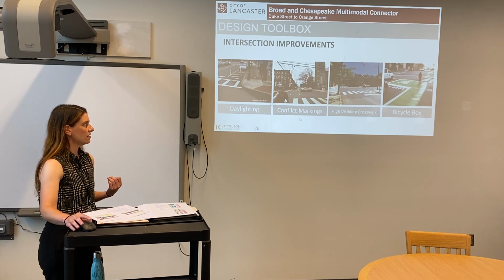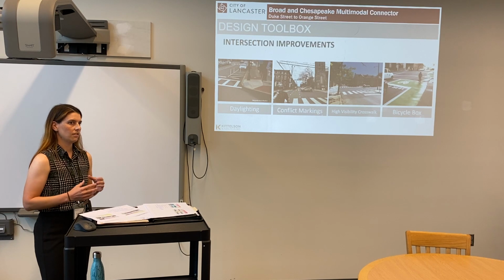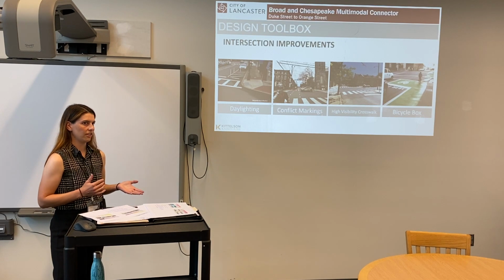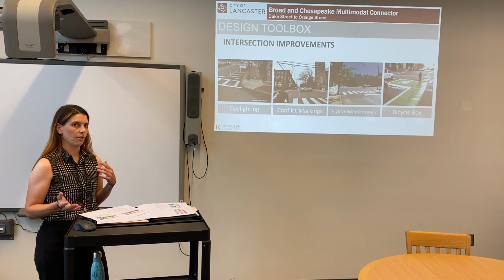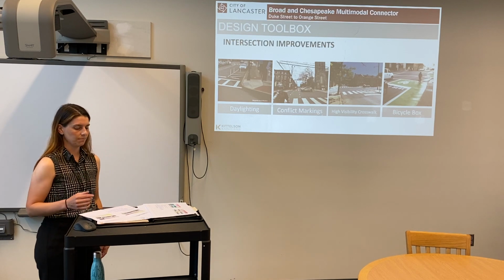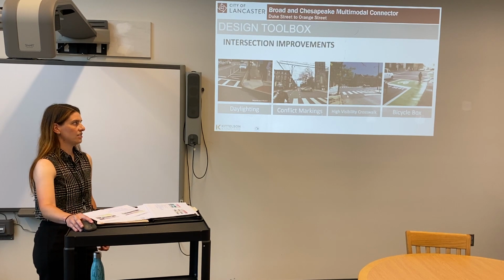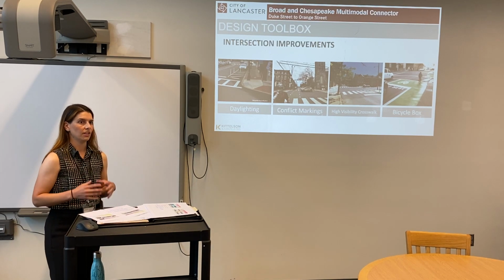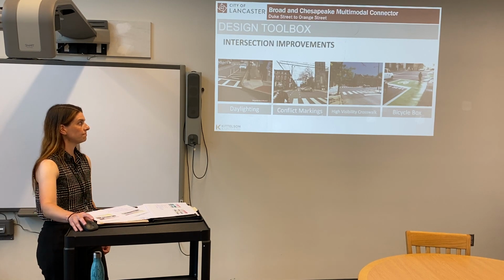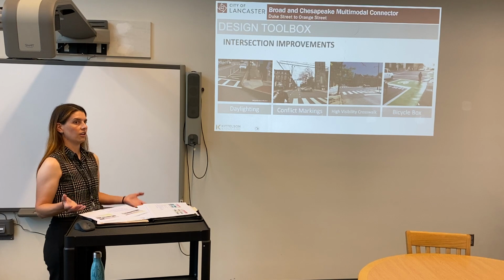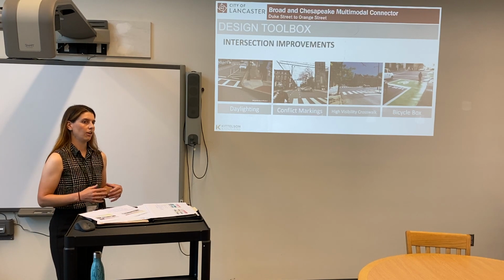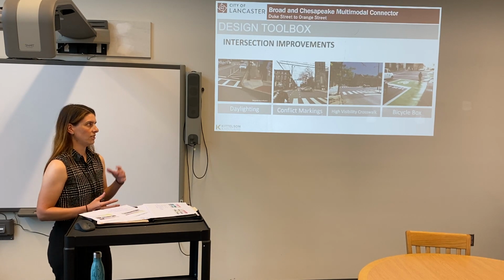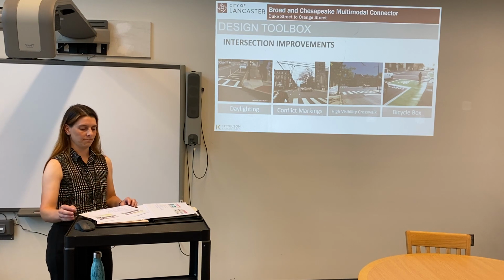We have conflict markings. These are green and white pavement markings through intersections or at driveway locations to draw attention to those areas where there are conflicts, where a bike lane is crossing a vehicle travel lane. High visibility crosswalks are shown here, and these are helpful to also improve visibility of pedestrian crossing locations. Bicycle boxes are another green pavement marking that help position bicyclists in front of vehicles at intersections when they have to make a movement through an intersection.